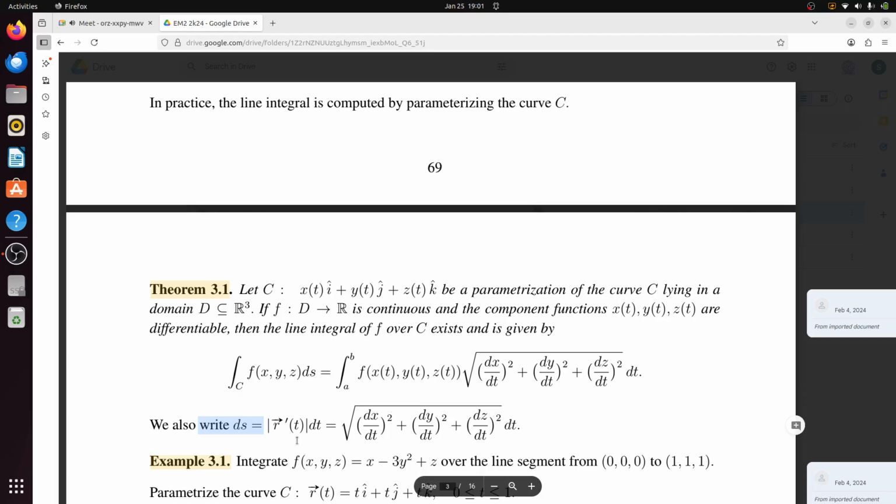I am giving you one minute to just see the theorem, and then your task will be to solve this example 3.1, where you need to integrate f(x,y,z) equal to x minus 3y square plus z over the line segment from 0 0 0 to 1 1 1. First I give you a clue. You need to determine the parametric representation of the line that joins the points 0 0 0 and 1 1 1, and remember your t will vary. So now solve this example quickly.